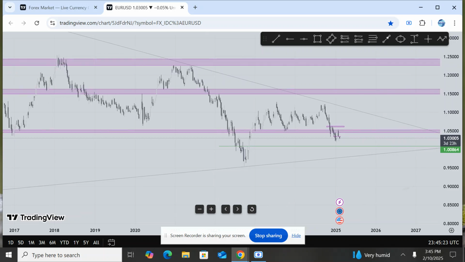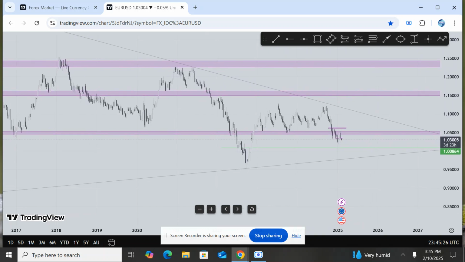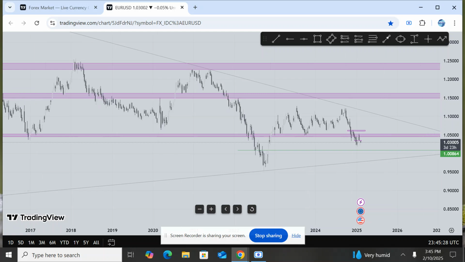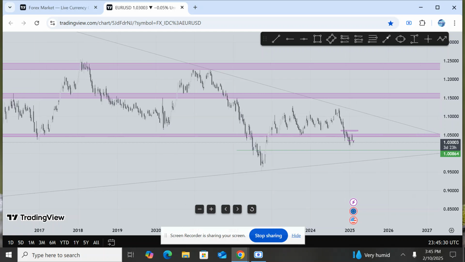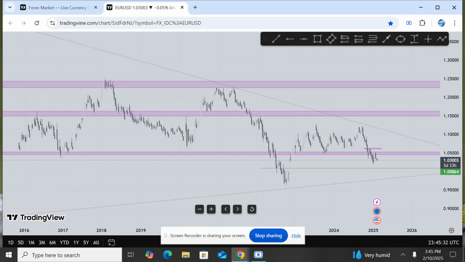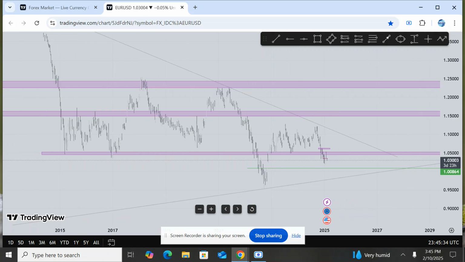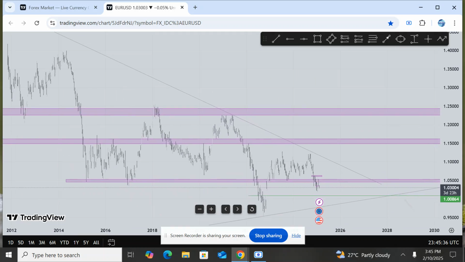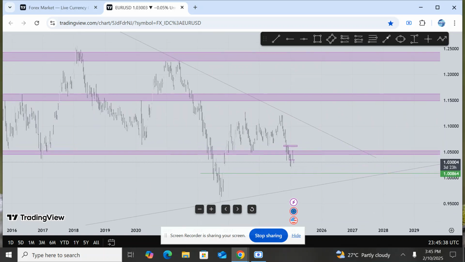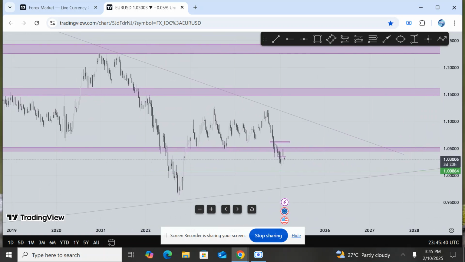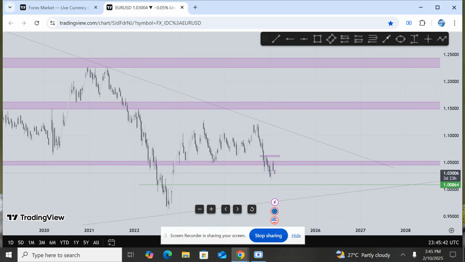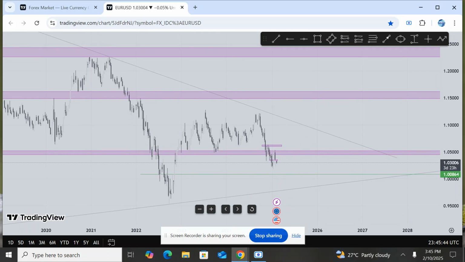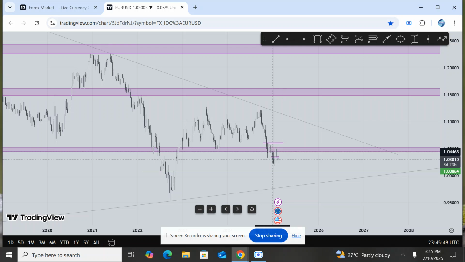This is Euro USD, and from the weekly time frame, Euro USD has been bearish all the way. These are our major zones in the market. We see that Euro USD has now broken below our zone here. It has broken below it, given a retest, and is about to drop.